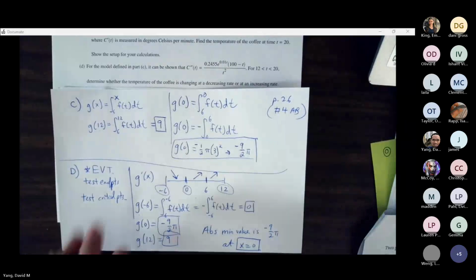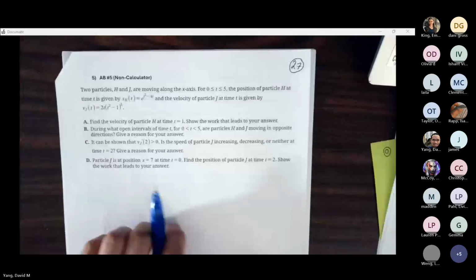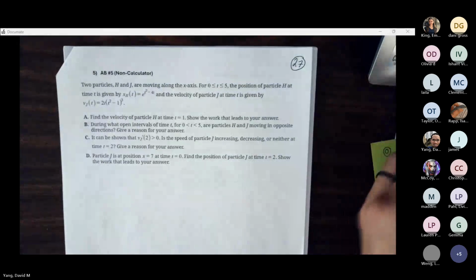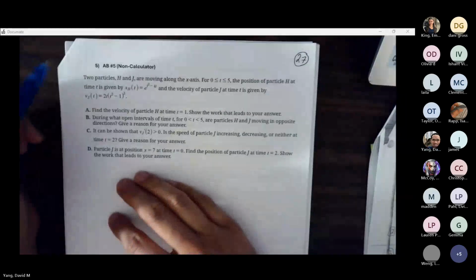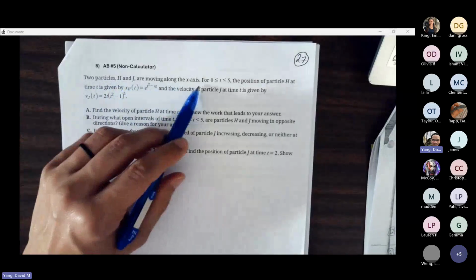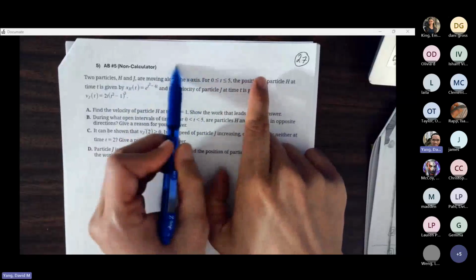Okay, number 5. Okay, this is a particle motion problem here. Two particles, H and J, are moving along the x-axis. So keep in mind what H and J are doing. They're just moving horizontally. That's the only thing that they can do.